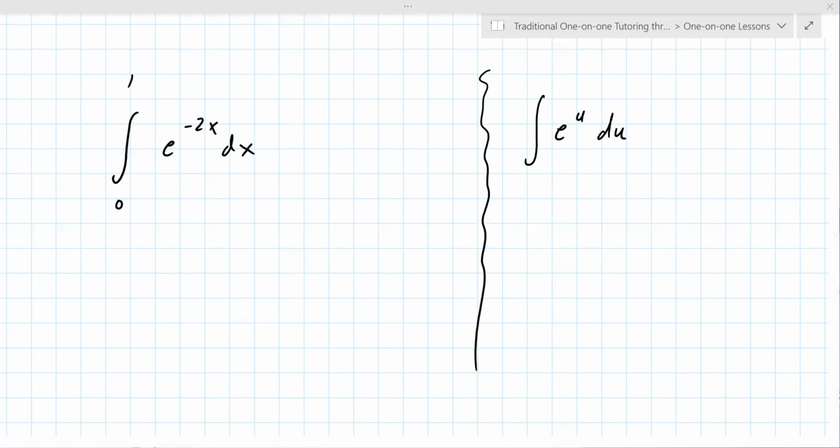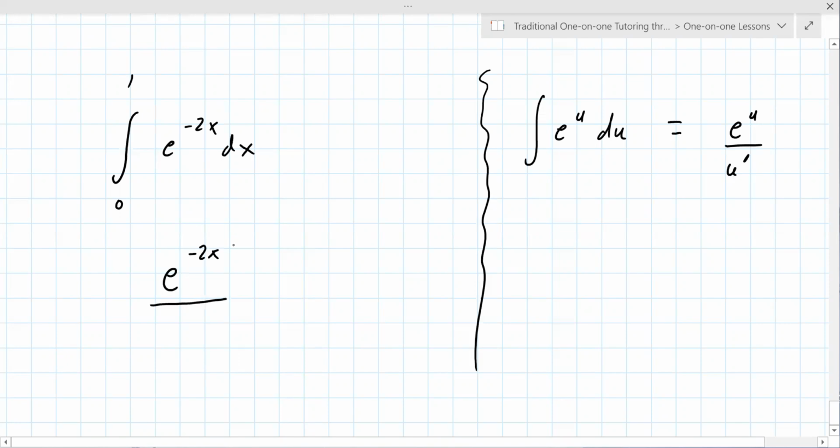Well, e is always the same, right? That's right. It's actually, though, e to the u divided by u prime, which is kind of a weird thing to look at, but let's go backwards. Let's just try it here. So the antiderivative is e to the minus 2x over, what would be the derivative of minus 2x? Minus 2.